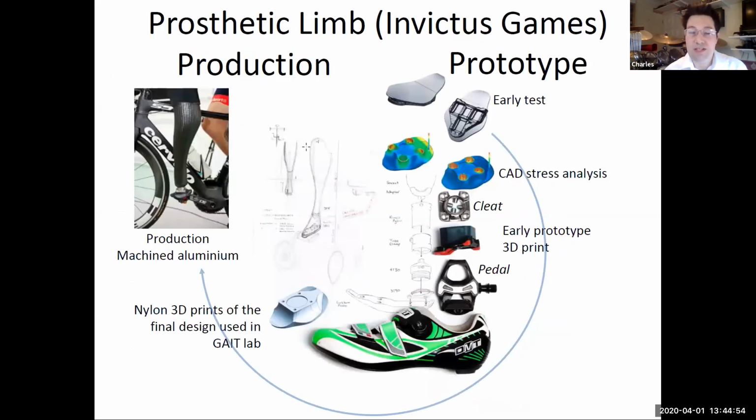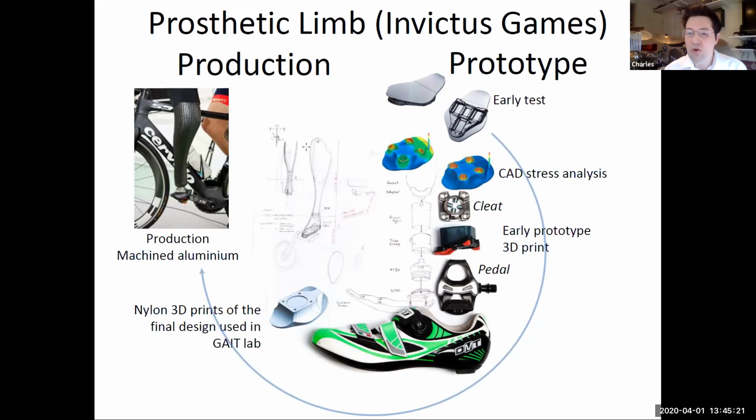Prosthetic limb for the Invictus Games, again, another one that Mairead mentioned. The original prototypes were designed literally to fit on the bottom of the cleat. The cleat is the part that literally cranks the bicycle chain around, and that's attached to the pedal. The original tests actually were produced on CAD for stress analysis, as Mairead had already mentioned.